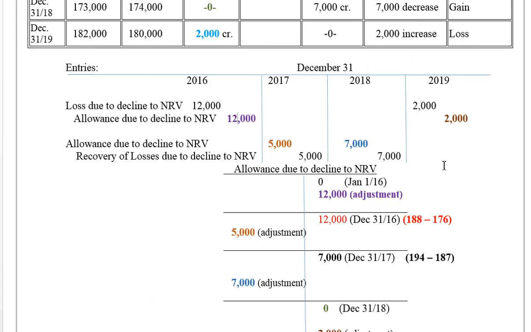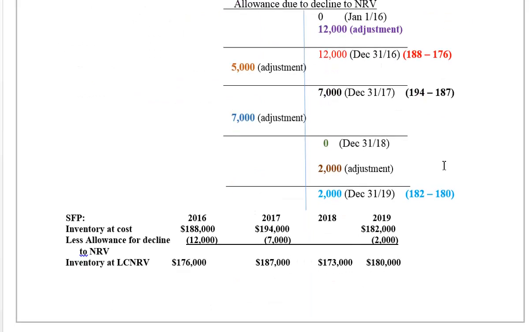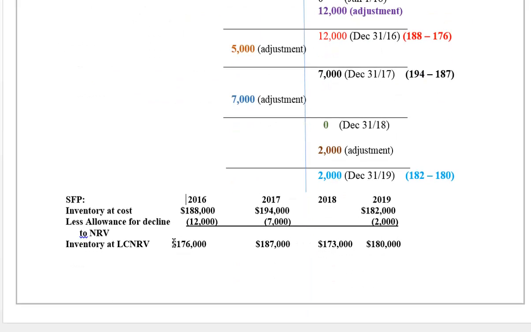So what does the balance sheet look like now? At the end of 2016, because we're using the allowance method, we show the inventory at cost, less what's in the allowance account. This isn't the adjustment. This is the final balance here. This is the December 31st balance, $12,000. So we're taking that from this number here.